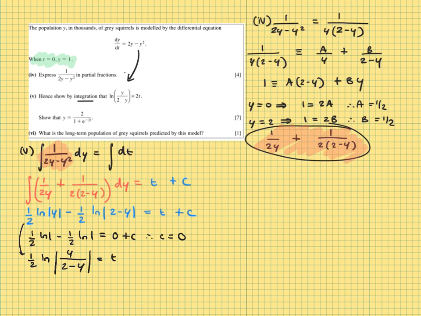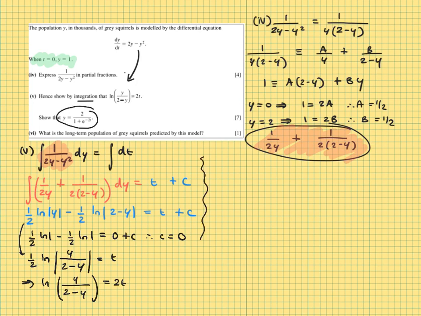Now we can multiply across by 2. So that gives me ln of y over 2 minus y equals 2t. I think there's a subtraction missing there in the question. And I think we can ignore the modulus sign here because the y value is never going to result in a negative in this question. Right. Part 5, show that y equals this result over here.